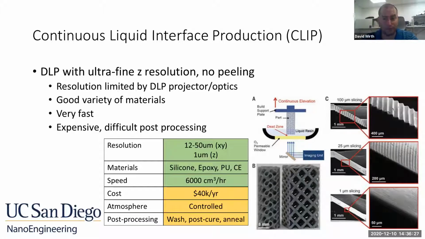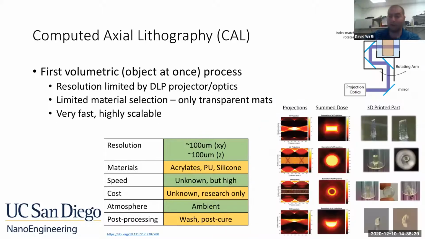It's a useful innovation, right? So one step further past CLIP was, all right, what if we just get rid of layers altogether and just use a hologram, right? So that's the idea behind computed axial lithography. And this is a project that one of my collaborators is working on. You may have seen this on some social media sites, the Star Trek replicator.